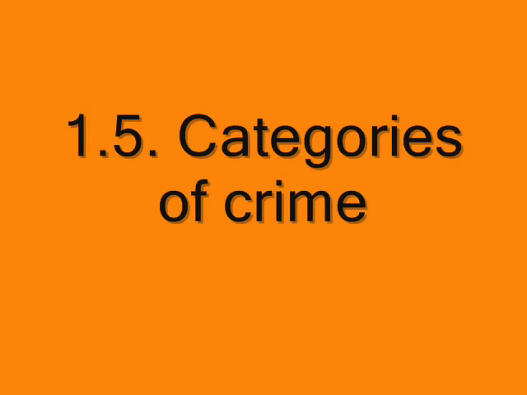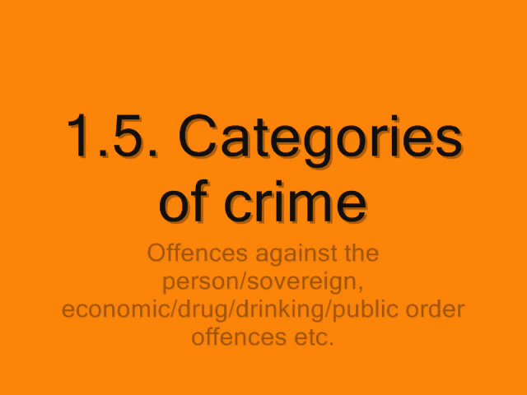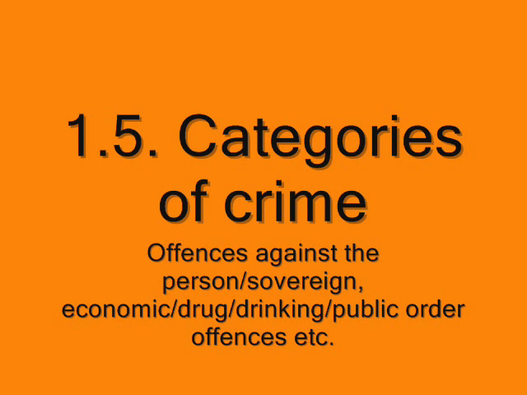So there are many different categories of crime. There are offences against the person, which include homicide and assault; offences against the sovereign, which include treason and sedition; economic offences, which include property offences, white-collar crimes and computer crimes; drug offences; drinking offences; public order offences, which include affray and riot; and preliminary crimes, which include attempt and conspiracy.